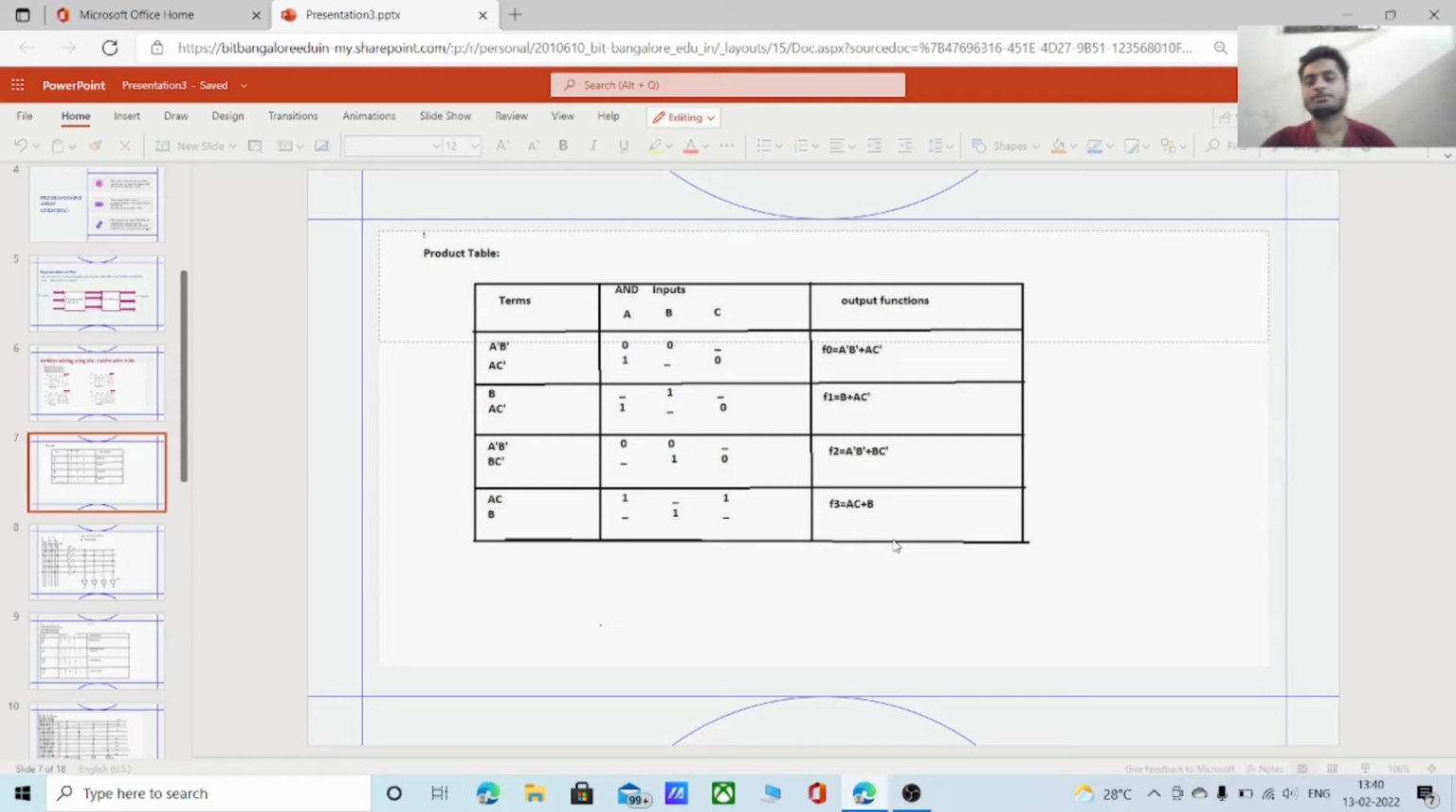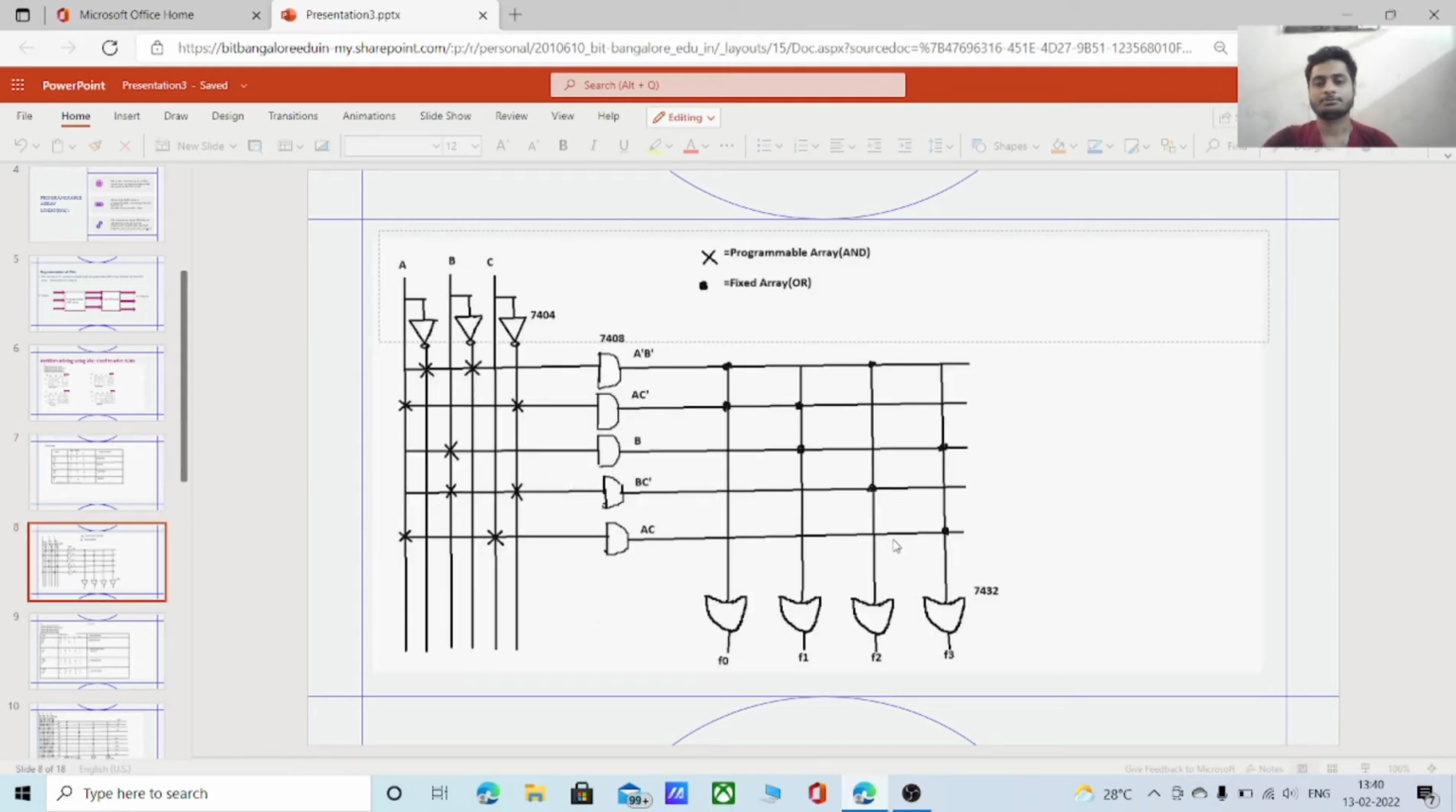So let us know how to solve using circuits. Let us discuss how to solve these functions using a circuit. We have three inputs, A, B, and C, and their complements. And this is the AND array, and this is the OR array. Let's represent input for the programmable array or AND array by a cross mark, and for the OR array or fixed array by a dot.